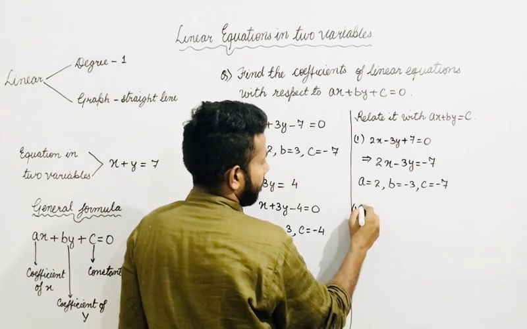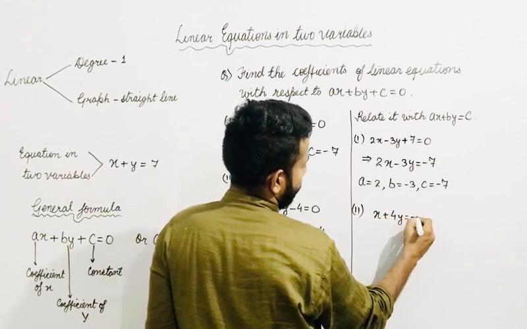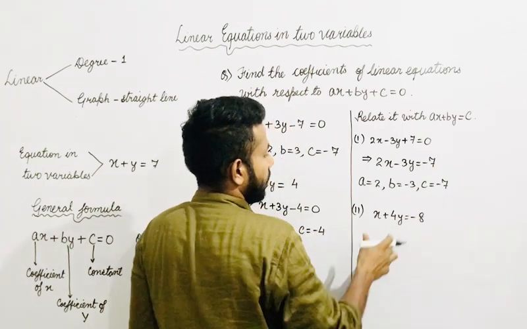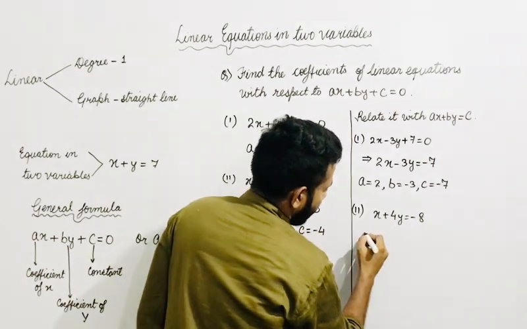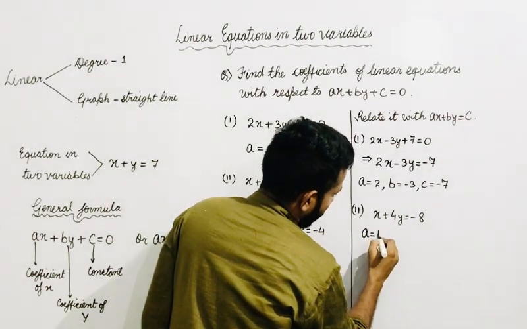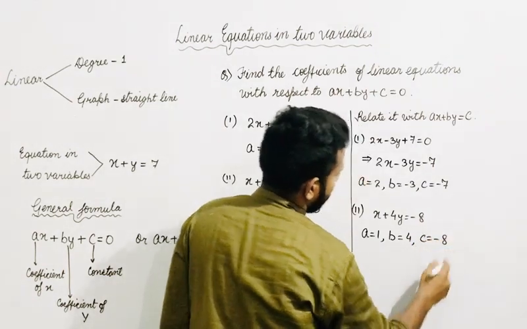Let us take another example. x plus 4y equals to minus 8. And this question is already in this format, so you can write it directly. a equals to 1, b equals to 4 and c equals to minus 8.